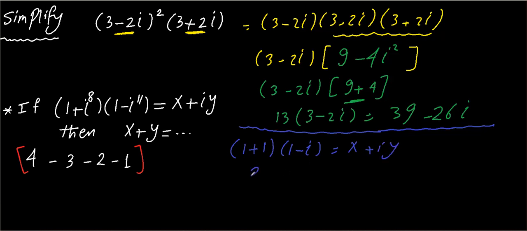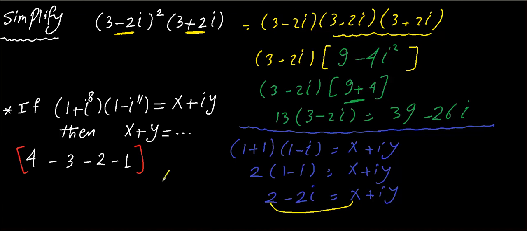1 plus 1 equals 2. So 2 times (1 minus i) equals x plus iy. 2 times 1 equals 2, and 2 times negative i equals negative 2i, equals x plus iy. We say that if there are two equal complex numbers, the real part equals the real part and the imaginary part equals the imaginary part. Here x equals 2 and y equals negative 2. He wants x plus y: 2 plus negative 2 equals 0.